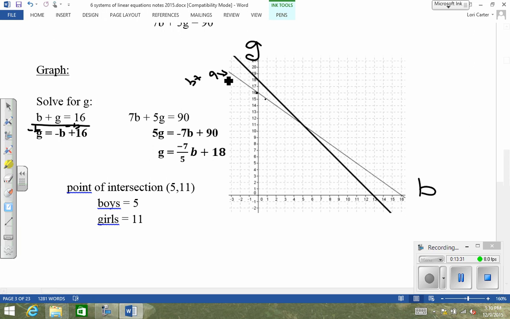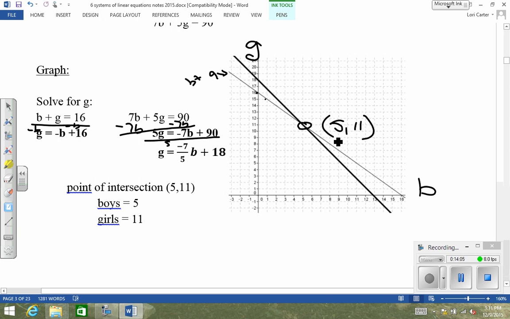So you're going to subtract who goes away first? 7B. And then I'm going to divide by what? Divide by 5. And I've got G equals negative 7/5 B plus 18. So you start at 18, go down 7 over 5. Where they meet is your answer. So I know you can't see it, but it's right here. And that's 5, 11. So 5, 11 is where those two graphs meet.